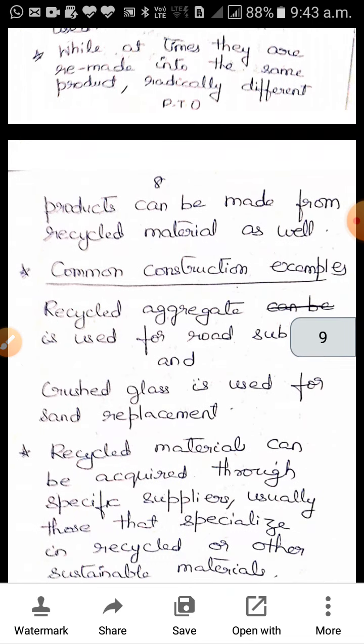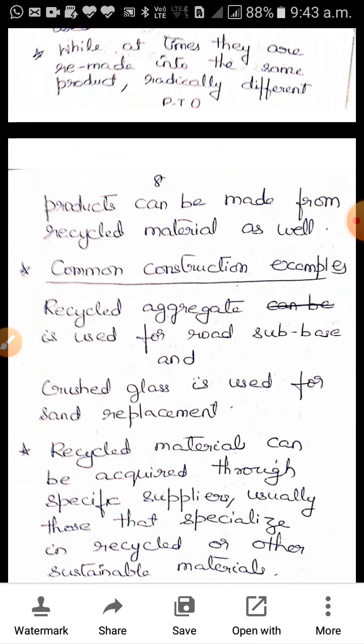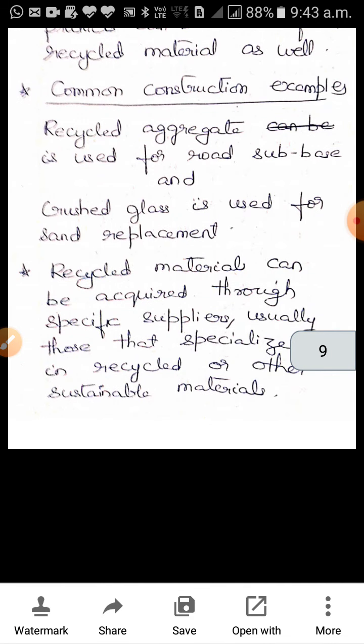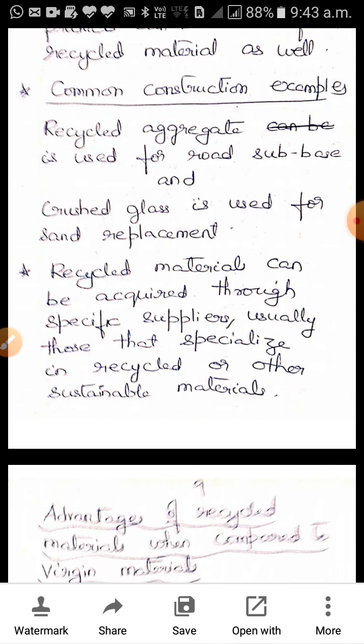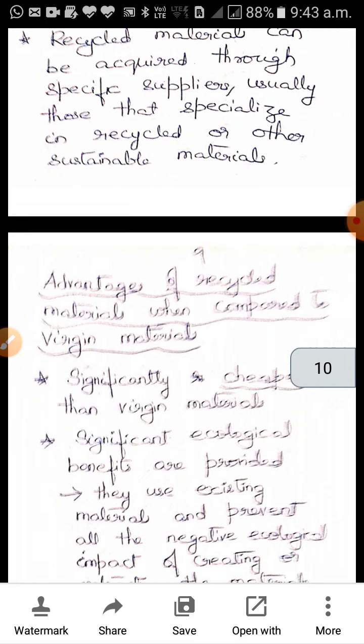Sometimes it can be remade into a different product or it can be remade into the same product. Common construction examples: recycled aggregate is used as road sub-base material, and crushed glass can be used for sand replacement. It can't be used for cement replacement, but it can be used for sand replacement. Recycled materials can be acquired through suppliers who specialize in recycled materials. And what are the advantages of recycled material? I hope this slide is not clear, but anyway, I'll tell you.